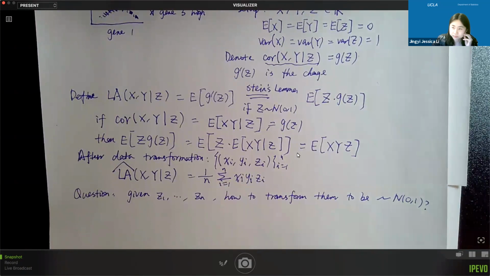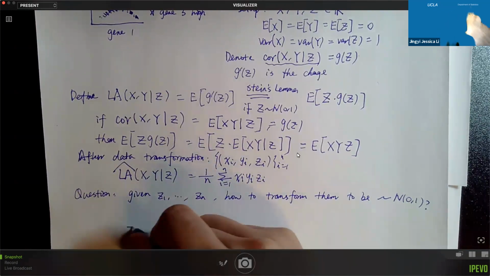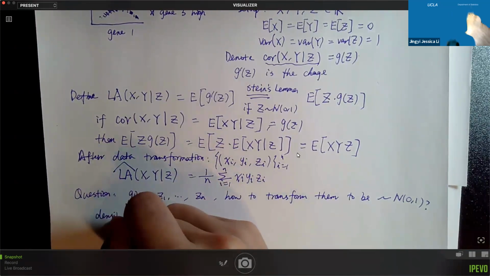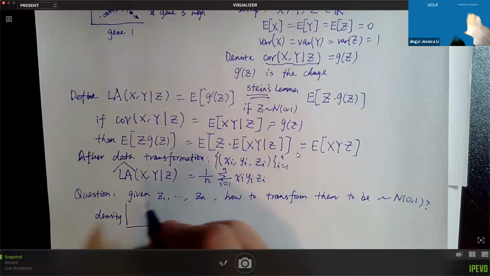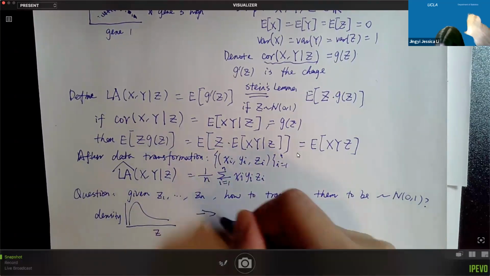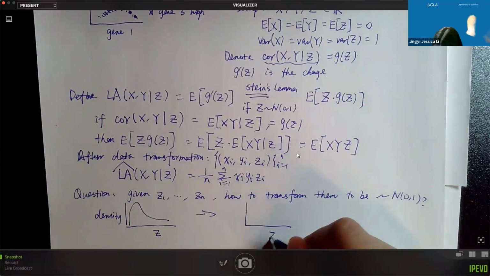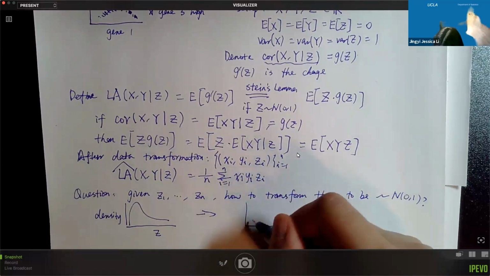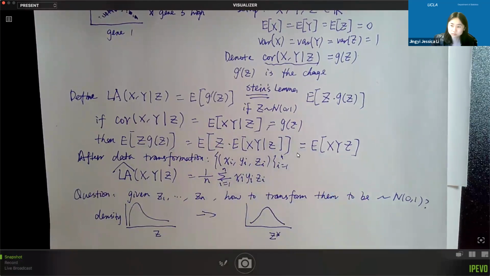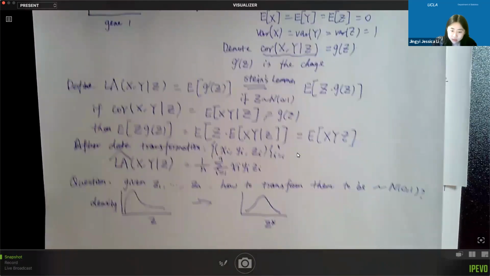So what we want to keep is the rank for sure. The minimum should stay as the minimum, the maximum should stay as the maximum, right? So what we essentially want to do is that if our data's density, say Z, used to be like this, and what I want is that after the transformation, let me call it Z star, we'll have a standard normal density. So that's what we want to achieve. And we want to do a monotone transformation.